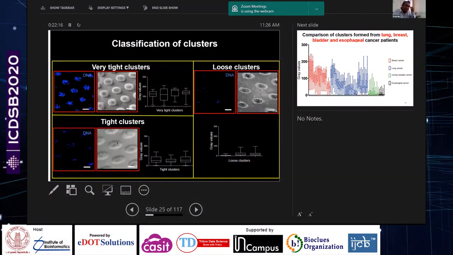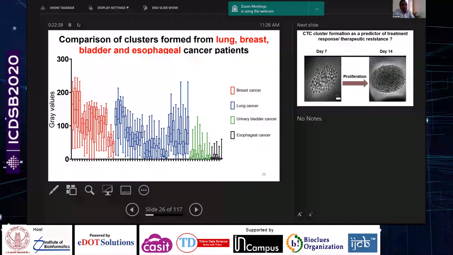So based on that, we have classified the clusters, and you could see that based on the mean DAPI intensity, we categorize this cluster formation in the microwells. There are three different kinds of clusters: very tight, tight, and loose clusters. So we have seen in multiple samples while we are culturing them. And this is how it looks like.